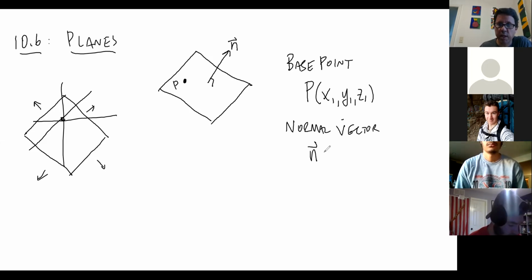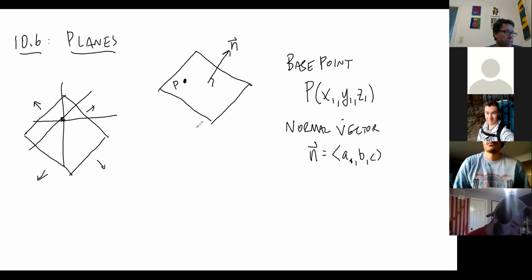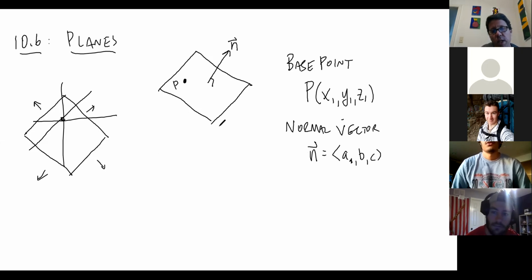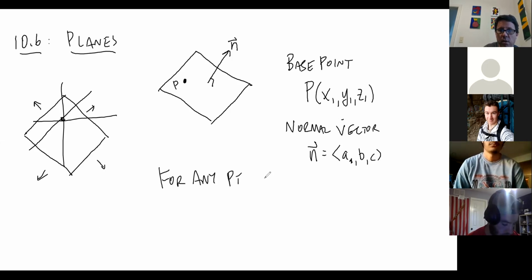And so that'll be, I don't know, ABC. I think the book uses ABC. I suppose you could use N1, N2, N3, whatever you want. That just means it's a vector that points perpendicular to the plane. So that means that if I took any point in the plane, so for any other point, call it X, Y, Z, that's where we're going to get our variables from.